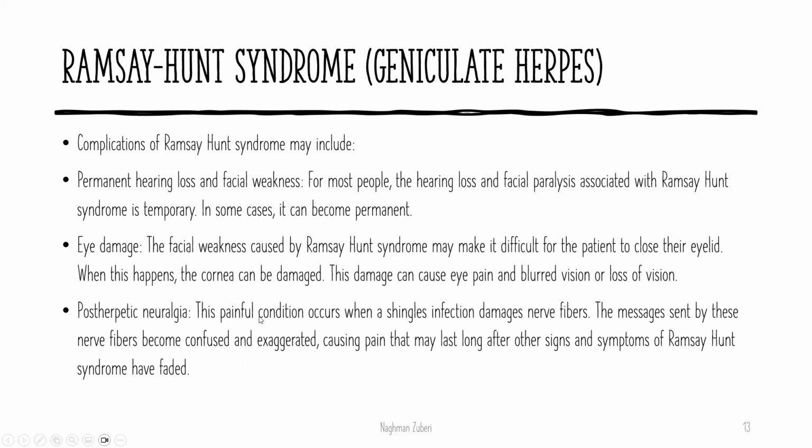Post-herpetic neuralgia is a painful condition that occurs when a shingles infection damages the nerve fibers. We have already discussed that. The messages sent by these nerve fibers become confused and exaggerated, causing pain that may last long after other signs and symptoms of the Ramsay-Hunt syndrome have already faded.